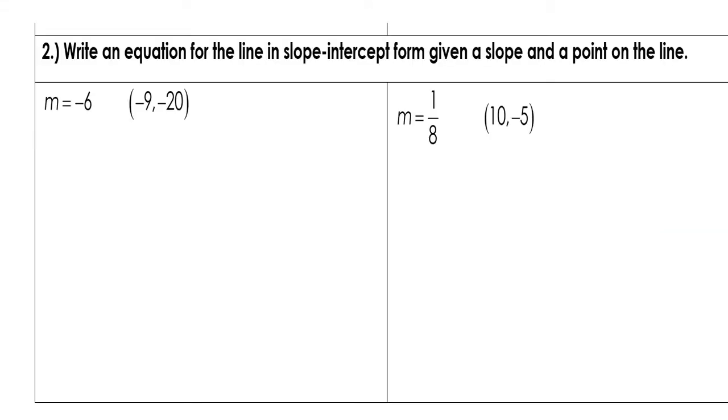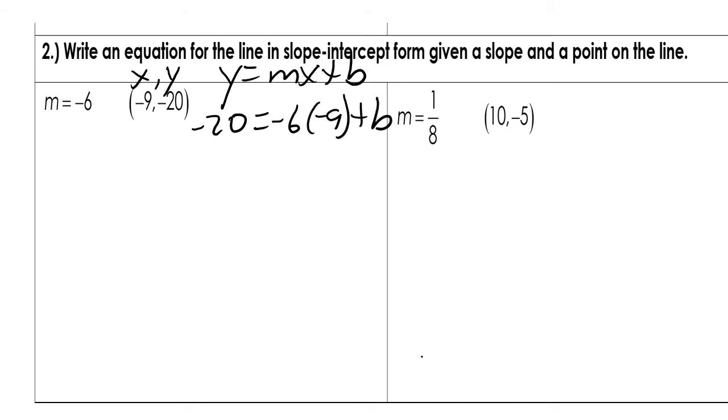What if we have a slope and 1 point? Now I've got to figure out what b is mathematically. I write y equals mx plus b, so I can follow that form. And our coordinate points are always written x comma y. So I'm going to plug in the information I have and solve for b. y is -20, m is -6, x is -9, and b is the one I don't know. So I'm going to solve for b.